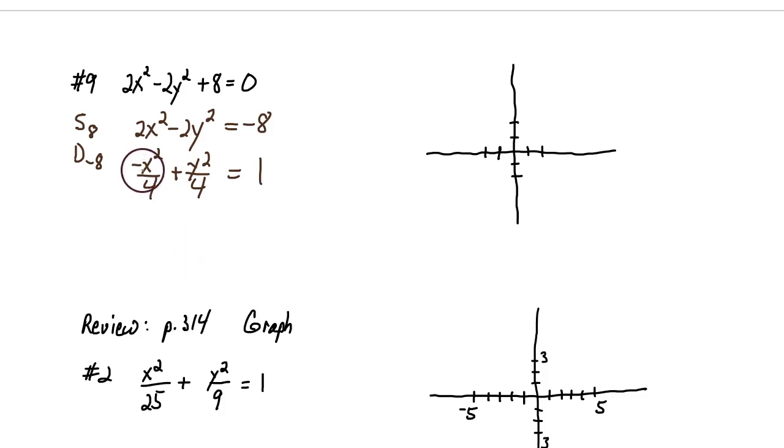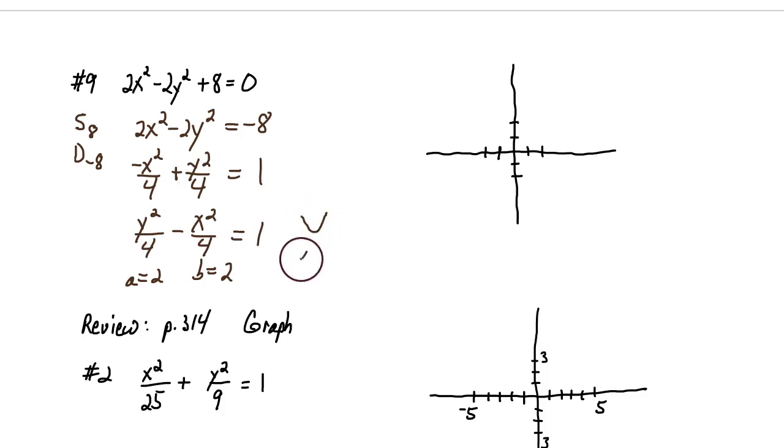Well, we don't want the leading term to have a negative here, so let's just reverse the order of the terms. This is a hyperbola because it did end up with subtraction in the middle. And a is 2, and b is 2. The y comes first, so this is the kind of hyperbola that goes up and down. Let's make the box.